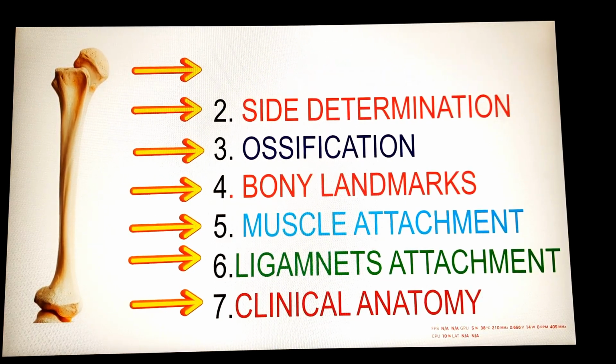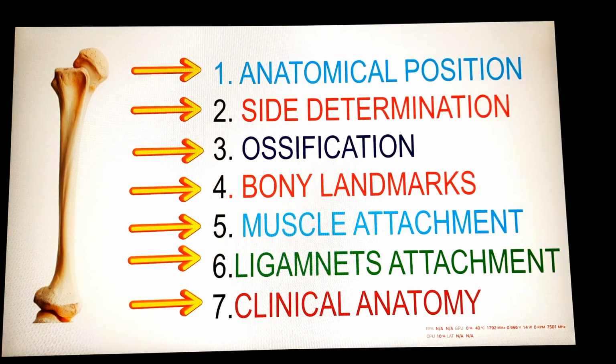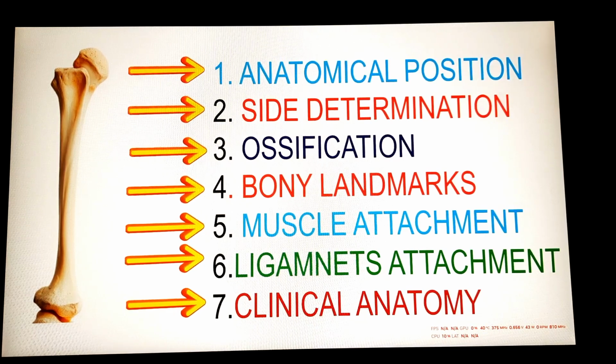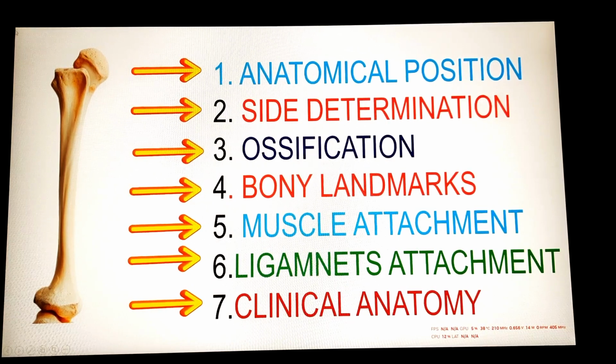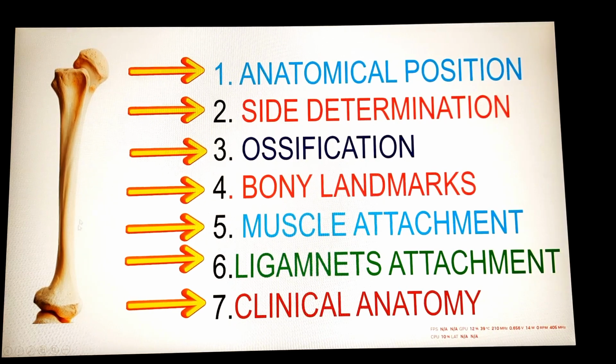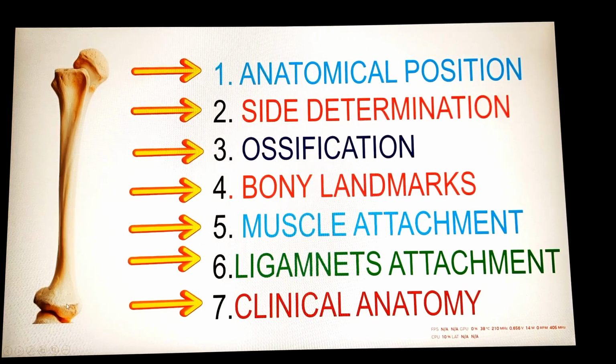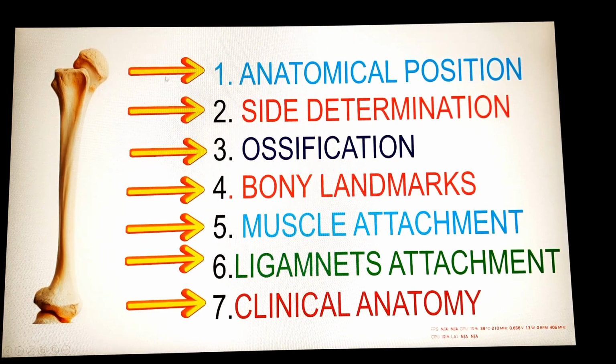With the first point, that's the anatomical position. The anatomical position means what is the position of the bone. Each of the long bones has some parts like head, neck, shaft and tail. Which is the head, which is the tail, which is the anterior aspect and which is the posterior aspect of each bone, that's what is called the anatomical position.